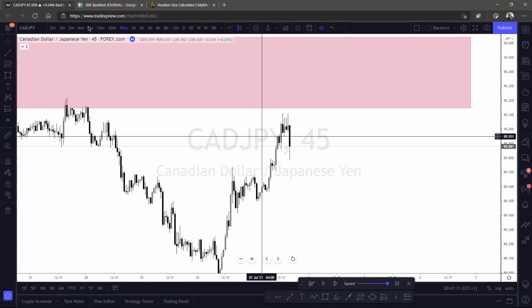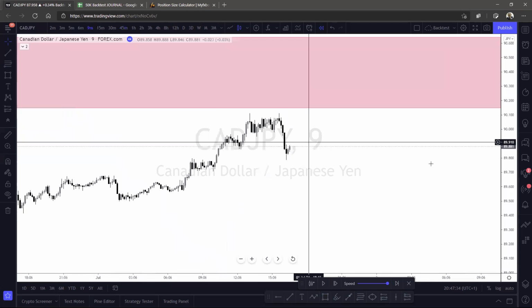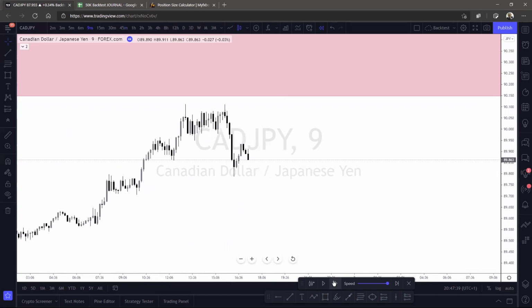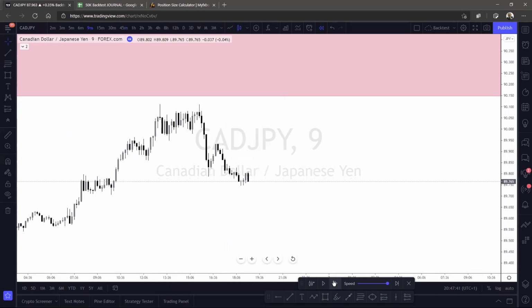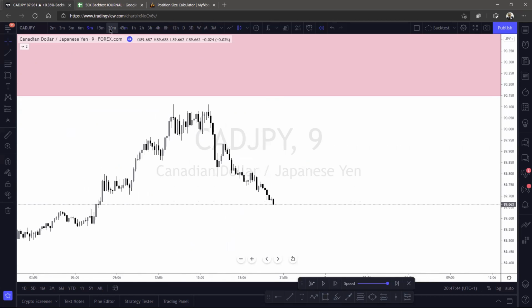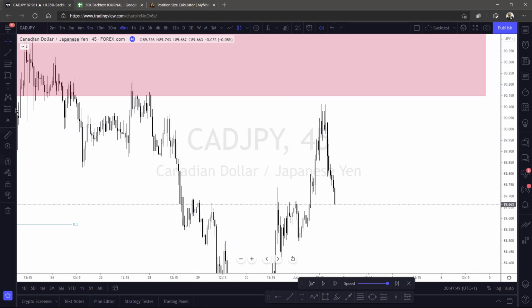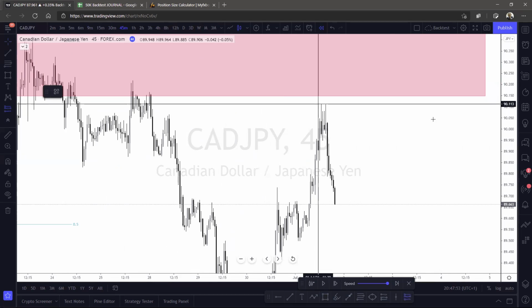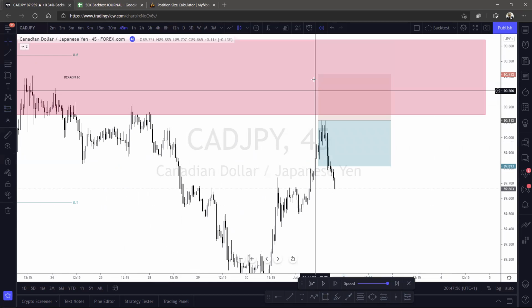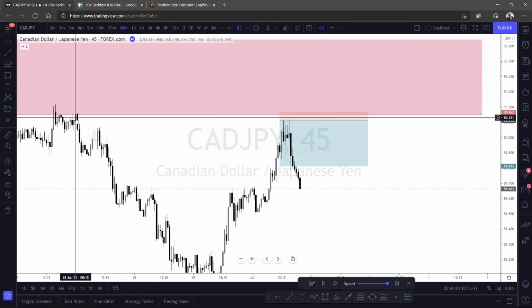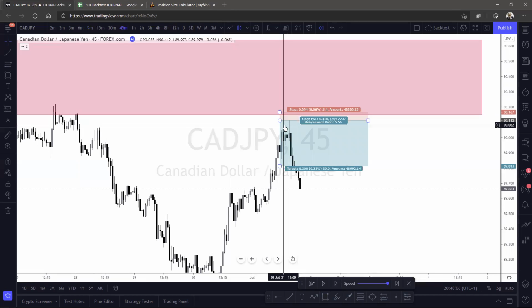Let's see if we can get some sort of low time frame distribution in here. No. Just have to do this one here. Oh, it didn't even come to the open. Open of this is 114. High of this is 112.